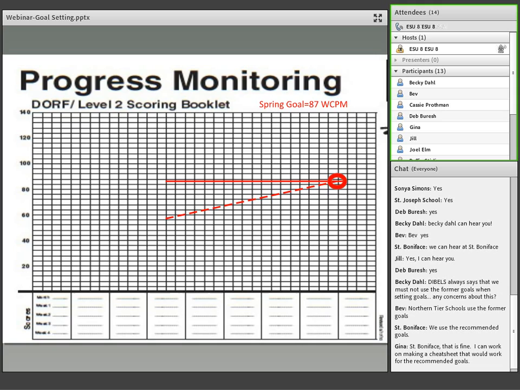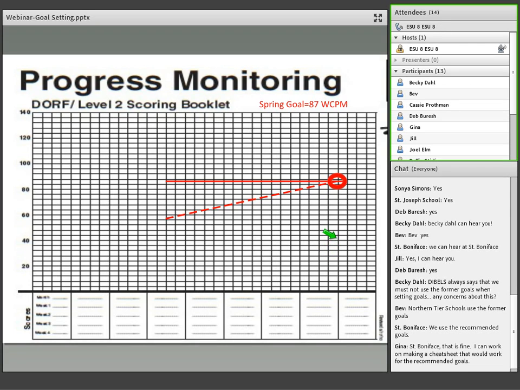You can see up here at the top, this is usually how I have schools write the goal right on the front. I said there'd be just kind of a shorthand way that we do it. Right here, this is how we usually write the goal. Spring goal equals 87 words correct per minute. If it's a fall goal, we usually write it over on the left side. Along the bottom, we're usually writing the months like December, January, February, March, April, and May. And each of these lines on here goes by 4 points.